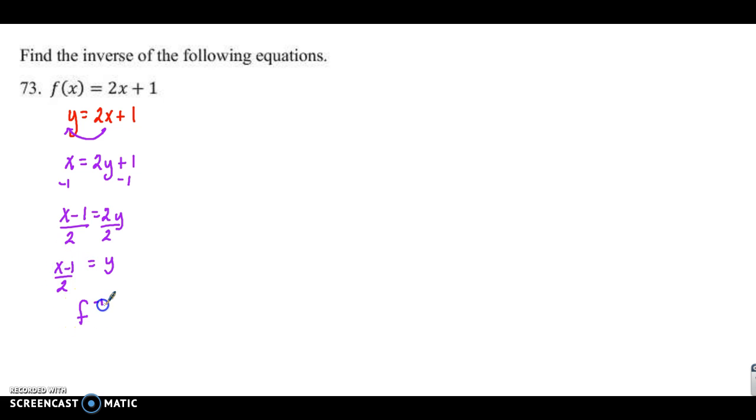Or we write it as f to the negative 1, because that means the inverse of f of x is equal to x minus 1 over 2. Or another form that it could be written in, you could take that 2 and make both of them have a denominator and write it as 1/2 x minus 1/2. And that's what it would look like as a linear equation. Either one is appropriate. Look at your answer choices and let those be your guide as to how you need your answers to look.